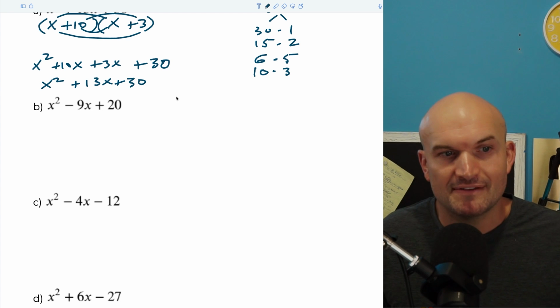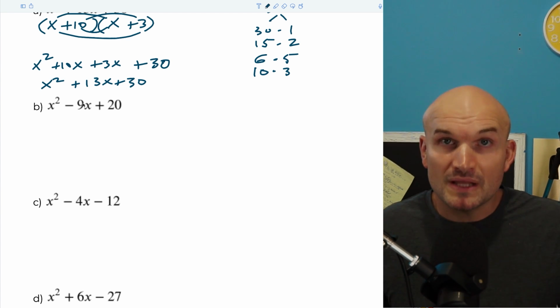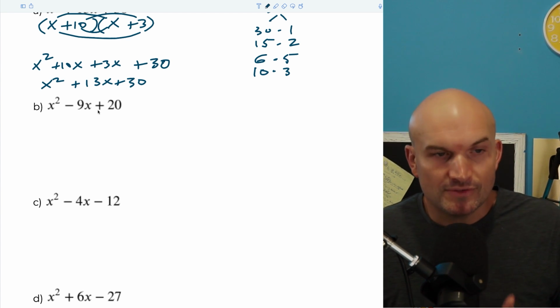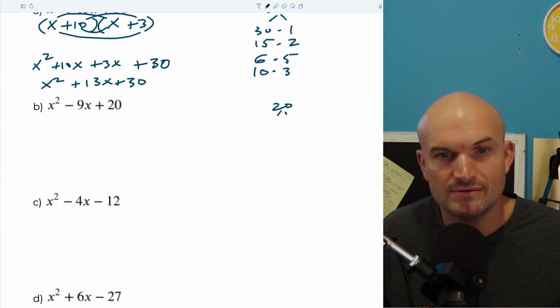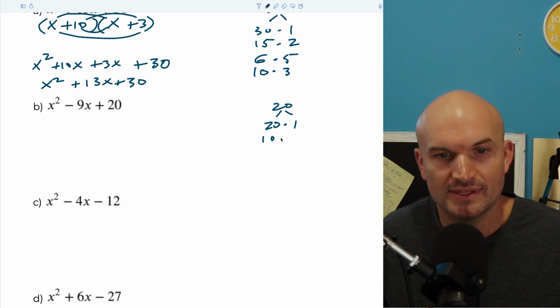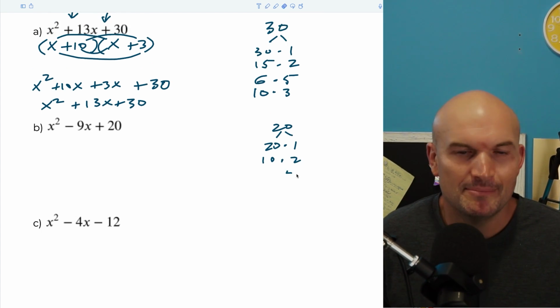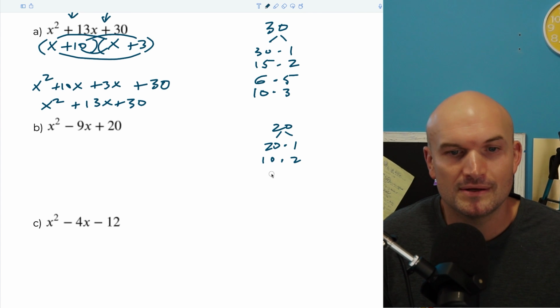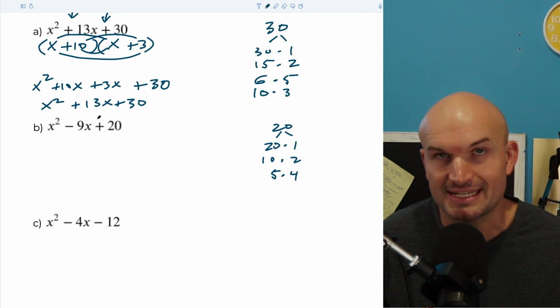Because a negative times a negative is going to add to a positive, but a negative plus a negative is still going to be a negative. So think about the numbers that multiply to give you 20. What two numbers multiply to give you 20, but then add to give you 9? Well, the cool thing is 20 has fewer factors than 30, but you can see that 5 times 4 is going to work. Now again, remember, it has to be both. They both have to be negative to get a negative 9.